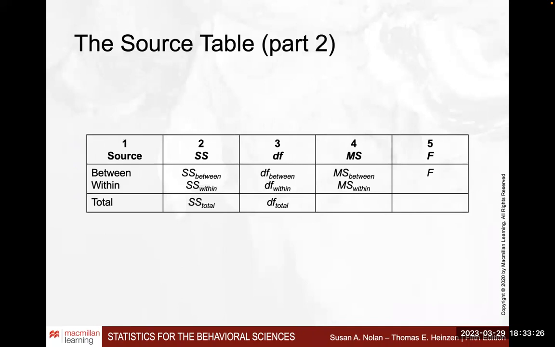This data is then aggregated in a so-called source table. We have a source table that basically comprises 4 different components. One is the sum of squares, so the sum of squares between and the sum of squares within, summed up to the sum of squares total. There's degrees of freedom between and within, summed up to total. Based on these 2 columns, we calculate the variance between and the variance within, and that will allow us to calculate our F score.